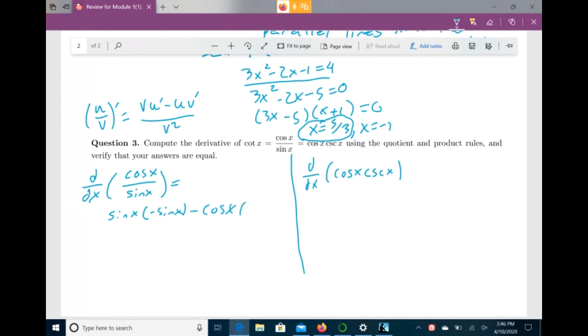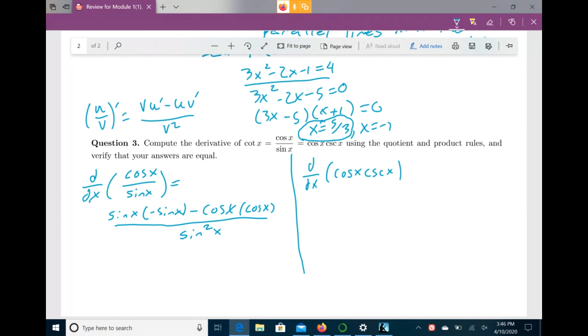So what's the derivative of sine? Good, cosine. And then all over low low. So that's just sine squared x. Okay, so now let's look. You will need to simplify here because I'm going to need to show that these two sides are equal. All right, but let's look at the right-hand side now.